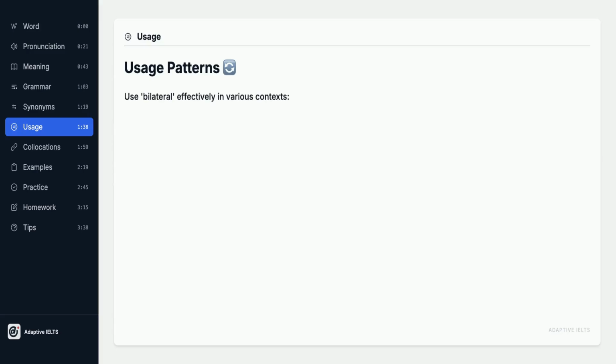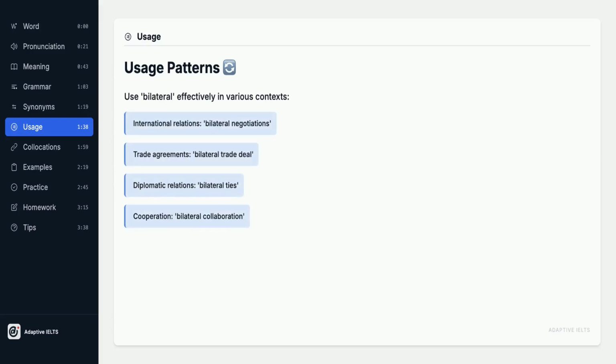Use bilateral effectively in various contexts: international relations, bilateral negotiations; trade agreements, bilateral trade deal; diplomatic relations, bilateral ties; cooperation, bilateral collaboration. Remember to use it when emphasizing the two-sided nature of an arrangement or relationship.